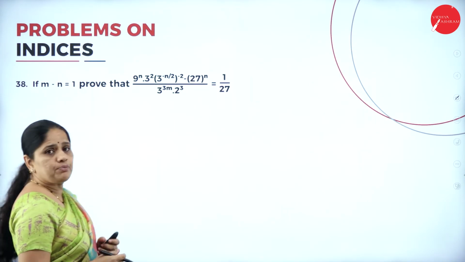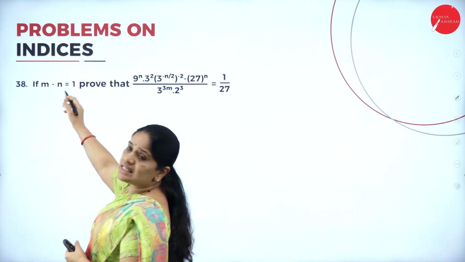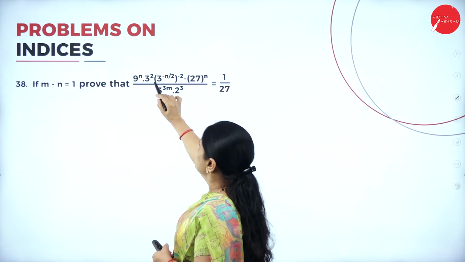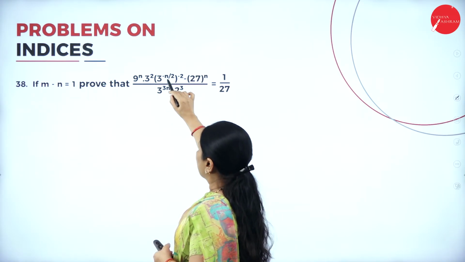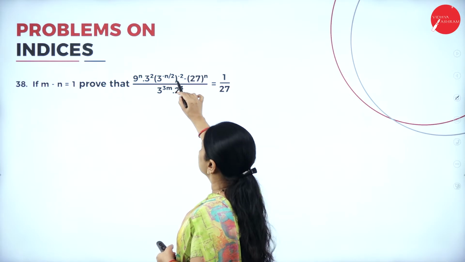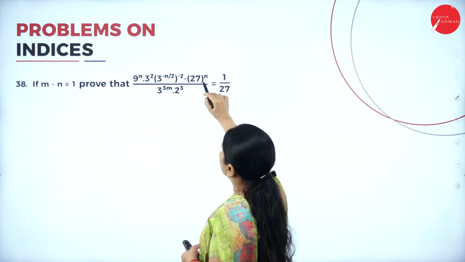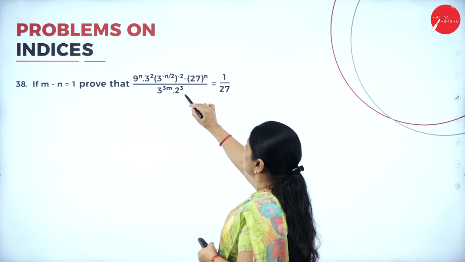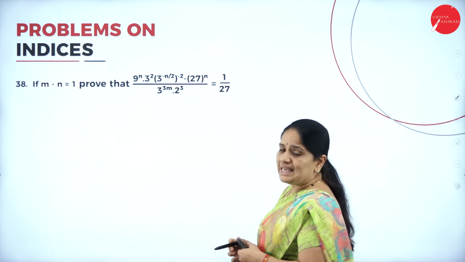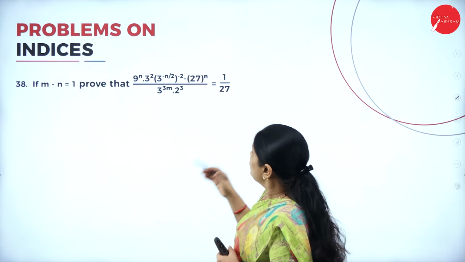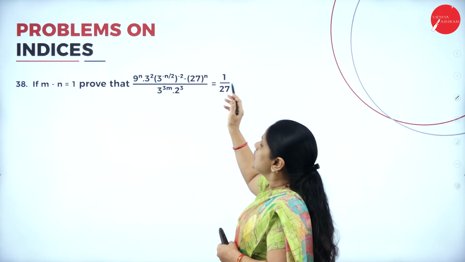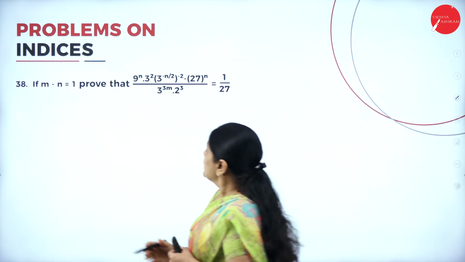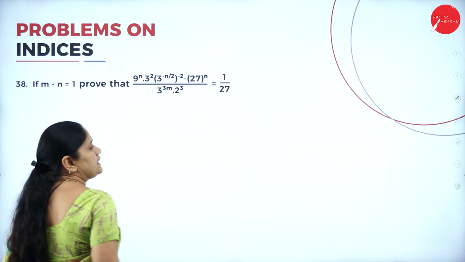Now, the next problem is, if m minus n equals 1, prove that 9n into 3 square, in the bracket we have 3 to the power of minus n by 2 whole to the power of minus 2 minus 27n divided by 3 to the power of 3m into 2 to the power of 3 equals 1 by 27. So we have to prove that this equation is equal to 1 by 27. So as we have been doing the same way, we will simplify this problem.